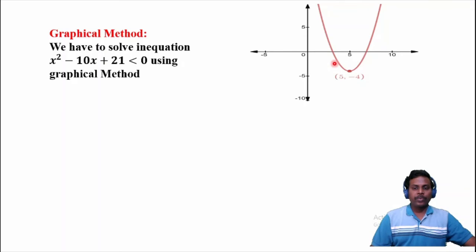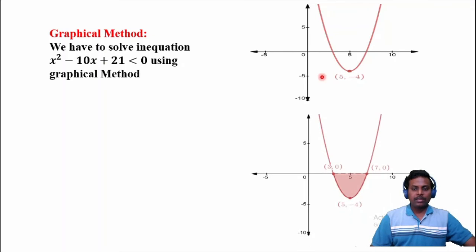The zeros are namely 3, 7. In the next graph you can see that here it is (3, 0) and (7, 0). In this region the y values are negative, so this is the required region. So what is the answer? For what values of x is the given quadratic inequation satisfied? The x values lie between 3 to 7.